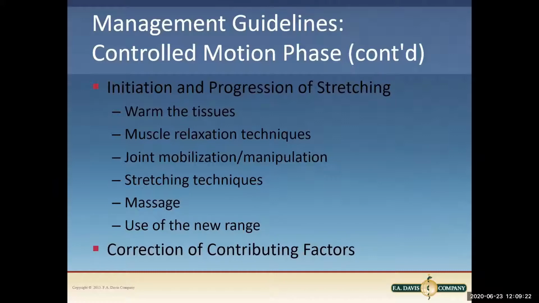And then we're going to make sure they're using that new range of motion they've gained. Once we've gained a little bit of range of motion, we want to make sure they're in and using that. And then correction of contributing factors. So we need to get them out of their bad habits. If they develop bad habits, this is where we need to nip them. If we don't nip them, they're going to end up stuck in those bad habits.